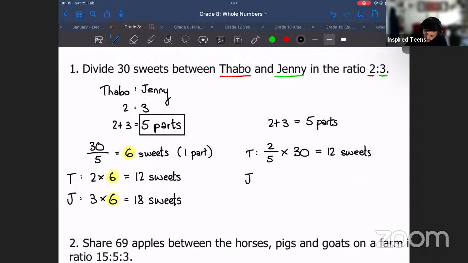And for Jenny, we know that she needs 3 parts. 3 parts out of how many in total? 5. So 3 over 5 times the total number of sweets, 30, and that's going to give us 18 sweets.